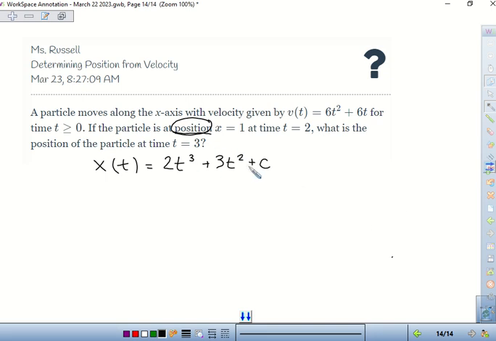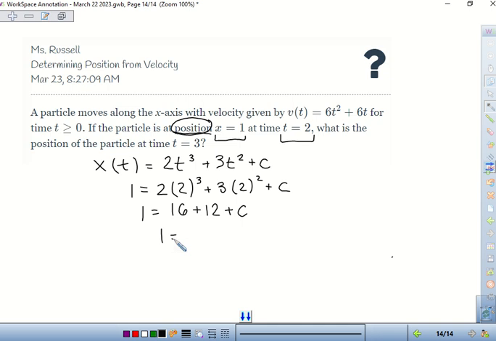Now, when they give us this information here, they said the particle position and time. This right here, x is like your y, because this is basically your y. So this is going to be 1 equals, and then you're going to plug in 2 for t. Just like that. And now you have enough information to solve for c. Exactly. So it's going to be 1 equals 16 plus 12 plus c. So that's 1 equals 28 plus c. So c equals negative 27, right?